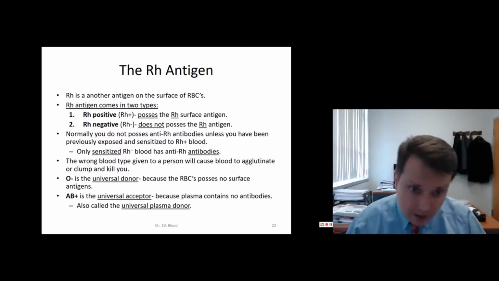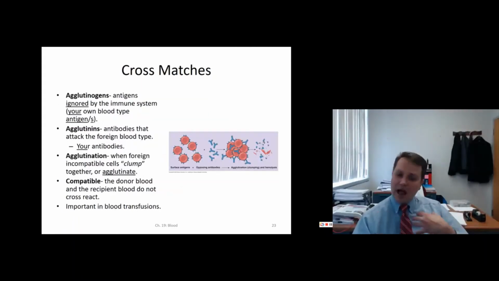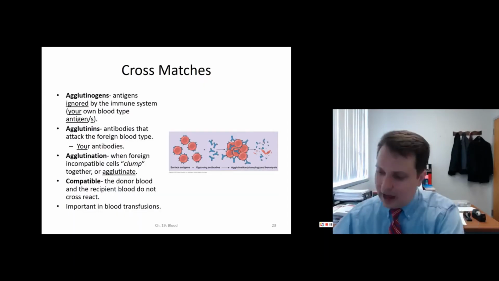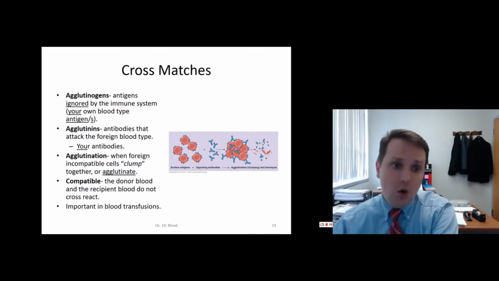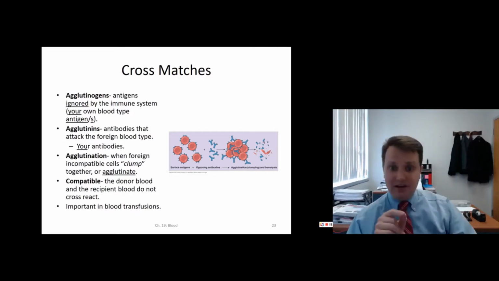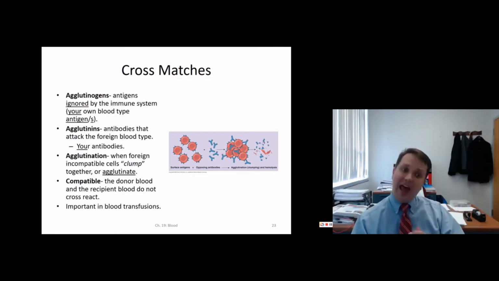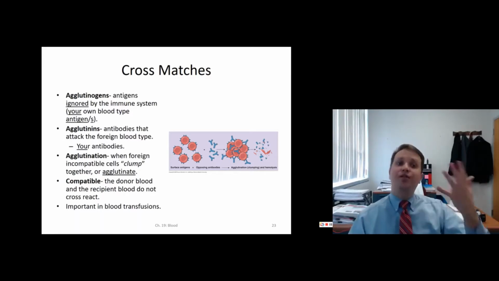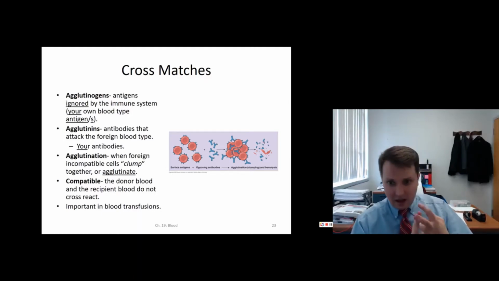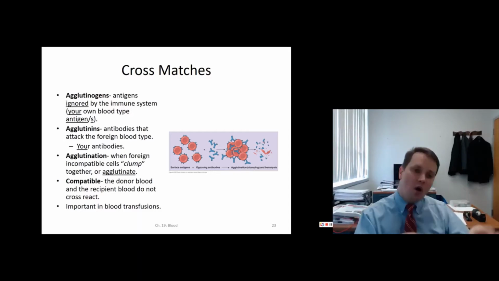Okay. Now, this is a case where these cross matches become non-compatible. So how does this happen? Well, we get what's called an agglutinogen. Your antigens, your blood type, is referred to as an agglutinogen. That is your blood type. If you're type A, then your agglutinogen is A. If you're type B, then your agglutinogen is B. If you're type AB, then you have both agglutinogens. If you have O, then you have no agglutinogens. These are ignored by your own immune system because they're your own antigens.